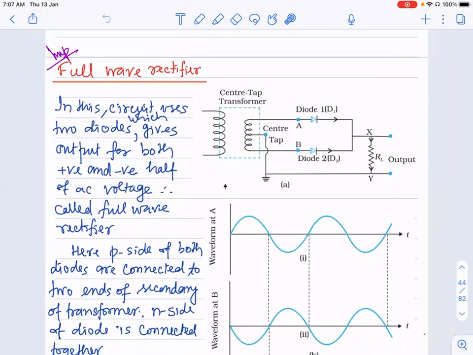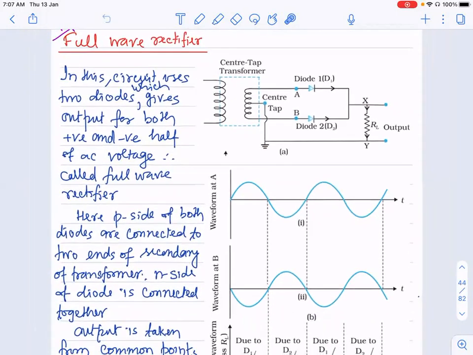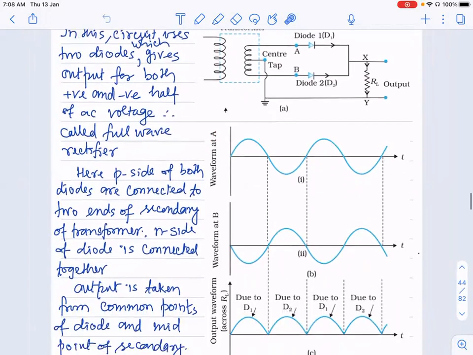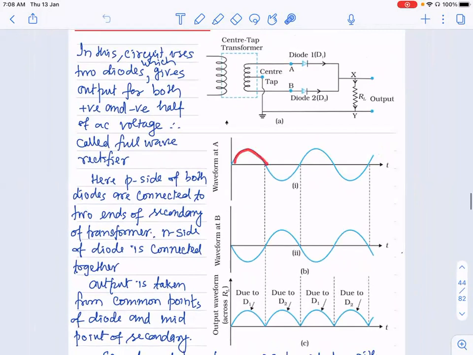Diagram clear है. देखो अभी ये दोनों point, waveform at A is when it is like this. So waveform at B is having opposite. So both A and B are receiving the supply because of center tap here. They are receiving the supply out of phase by 180 degree. Okay. So both the pulses you can see are out of phase. जब ये plus है तो ये minus है, ये minus है तो ये plus है, and so on.